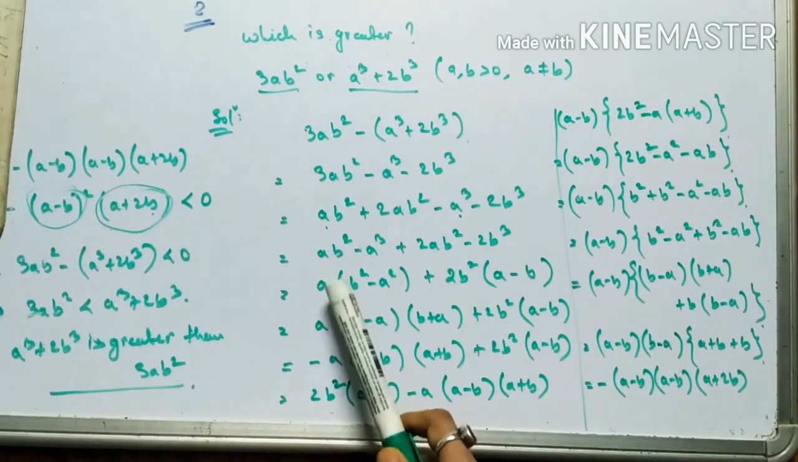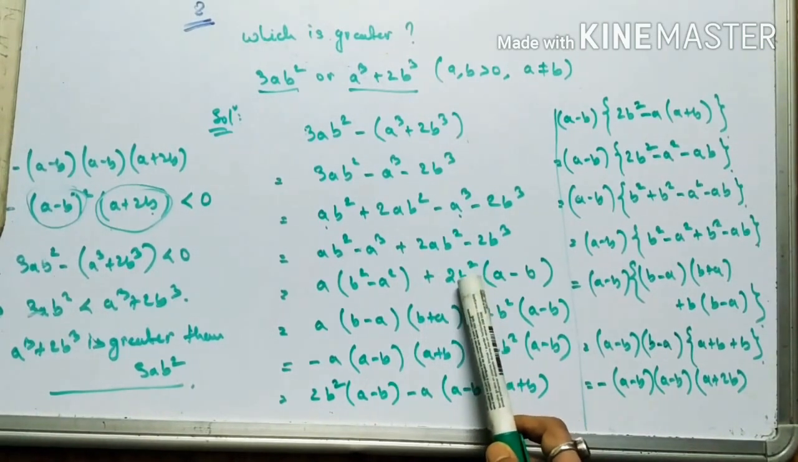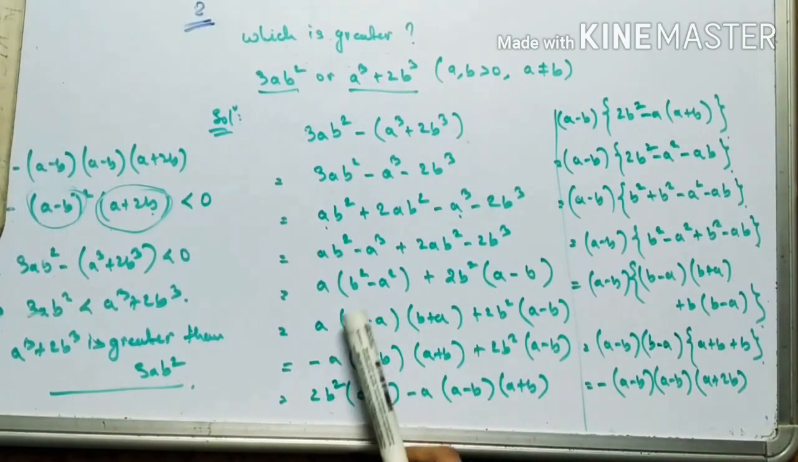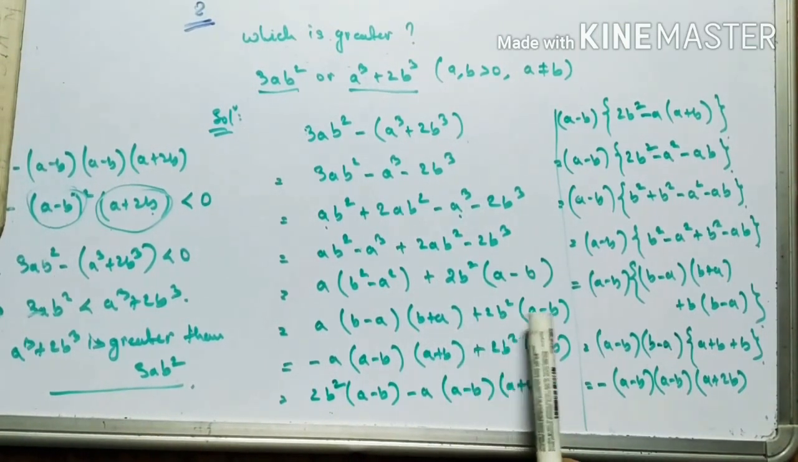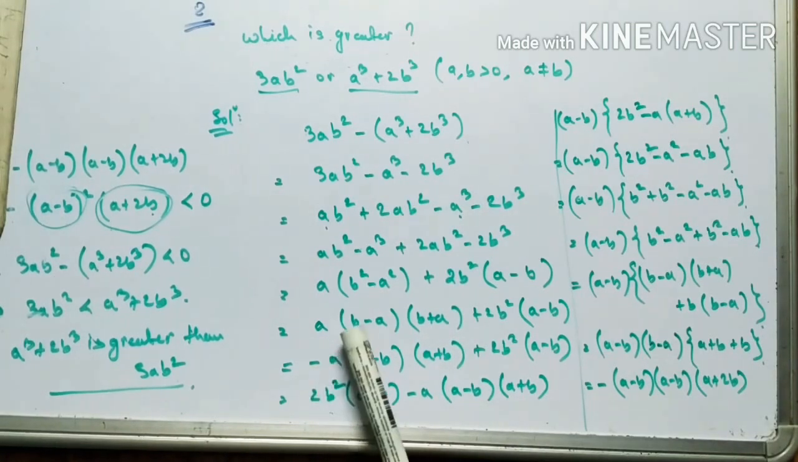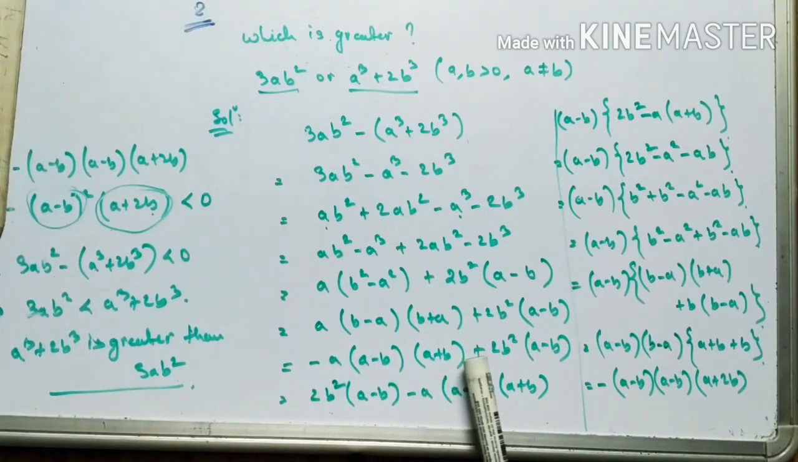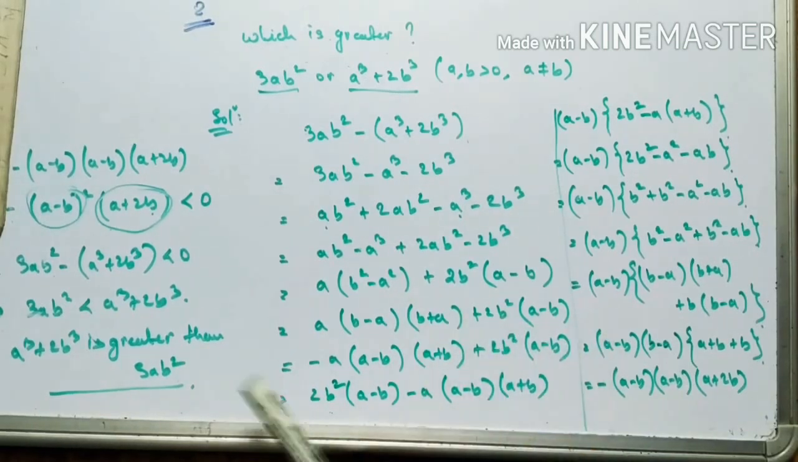From the first two I will take a common, and from the other two I will take 2b square common. So this one is a square minus b square, b minus a into b plus a, plus twice b square a minus b. I will take minus common, then I will get a minus b, since it was b minus a. So minus a minus b, a plus b, plus twice b square a minus b. From these two I will take a minus b common. The same thing I can write this way: twice b square a minus b minus a minus b, a plus b.